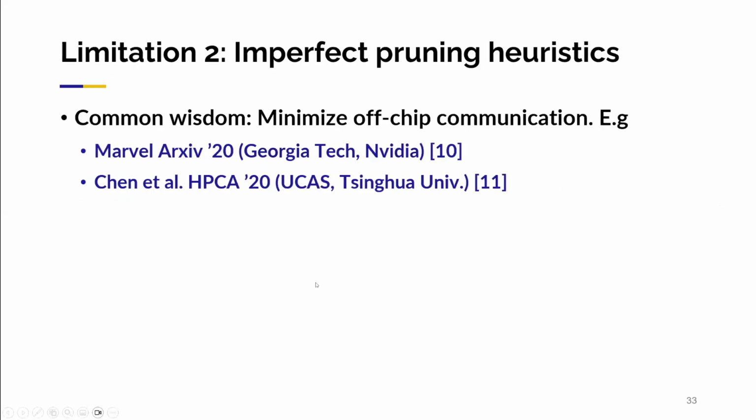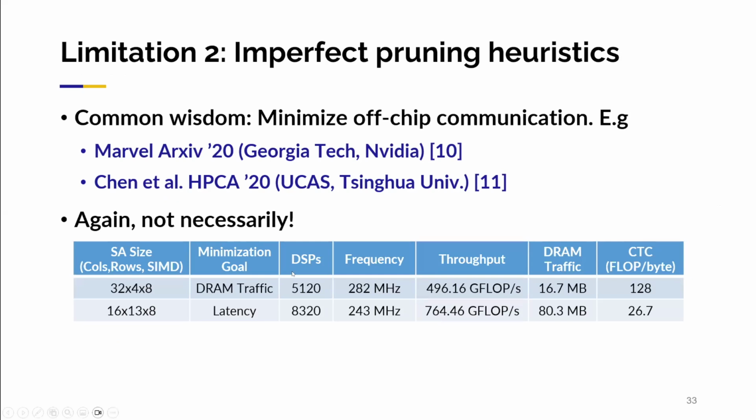Also, a common wisdom is to use off-chip communication as a pruning heuristic. But what we found is, for example, this design has the minimum off-chip DRAM traffic, with around 16 megabytes of data. But the performance is much less than this design that has much more DRAM traffic, but also better performance.